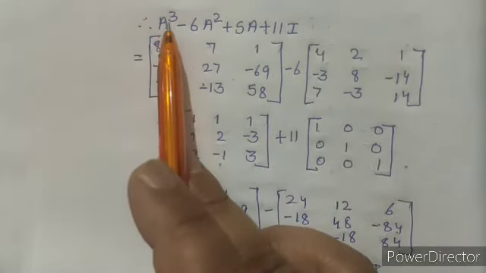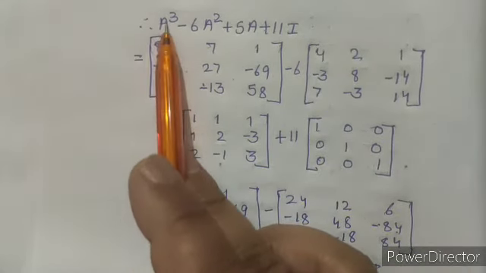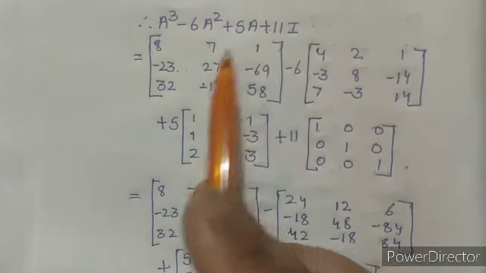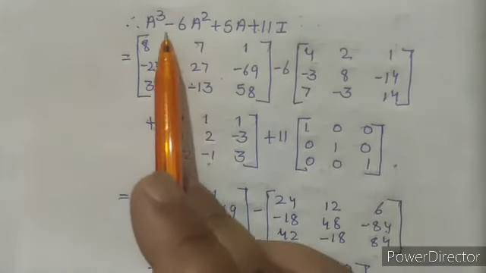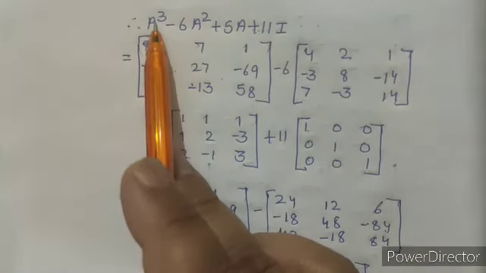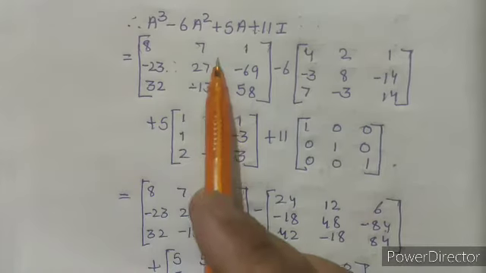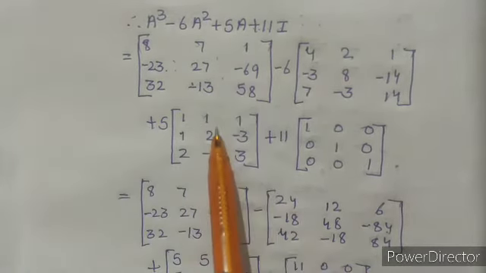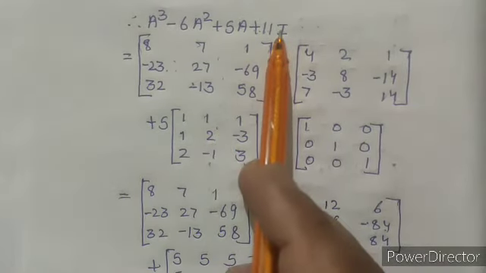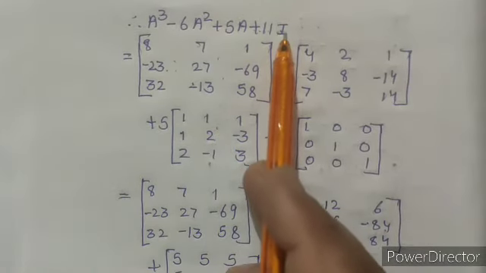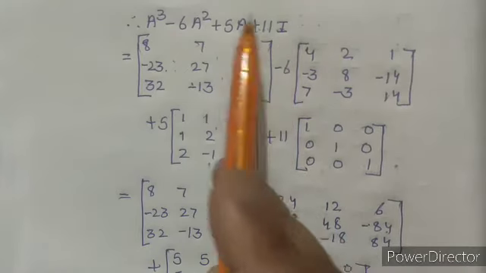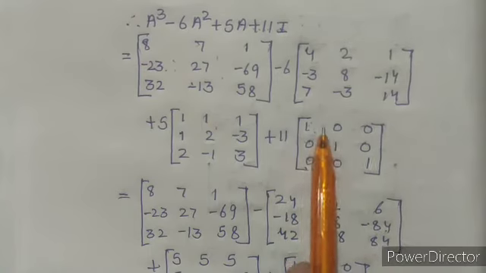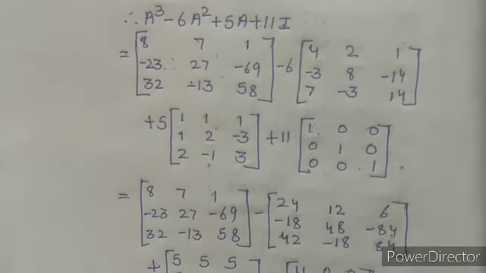Therefore we can say that A cube minus 6A square plus 5A plus 11I will be equal to, now we will put the values of A cube, A square, which we have obtained earlier, the value of A which was given to us, and the identity matrix. We will take the identity matrix of the same order as that of matrix A. So here we are taking the identity matrix of order 3 by 3.